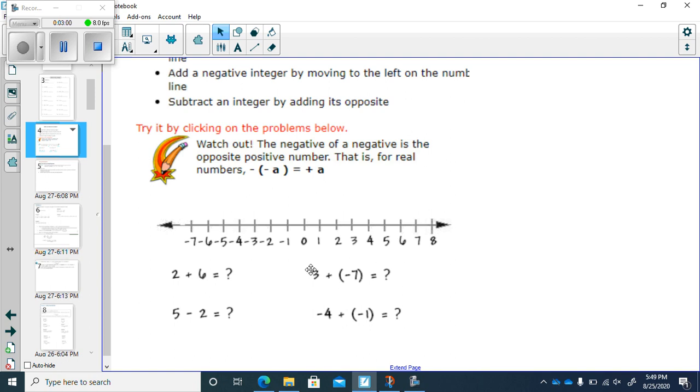What if I start at 3? The first number is always where you start, and then you add a -7. This means you go toward the negative direction. So you'd start at 3 and you go toward the negative direction, 7. 1, 2, 3, 4, 5, 6, 7. Okay? How about 5 minus 2?